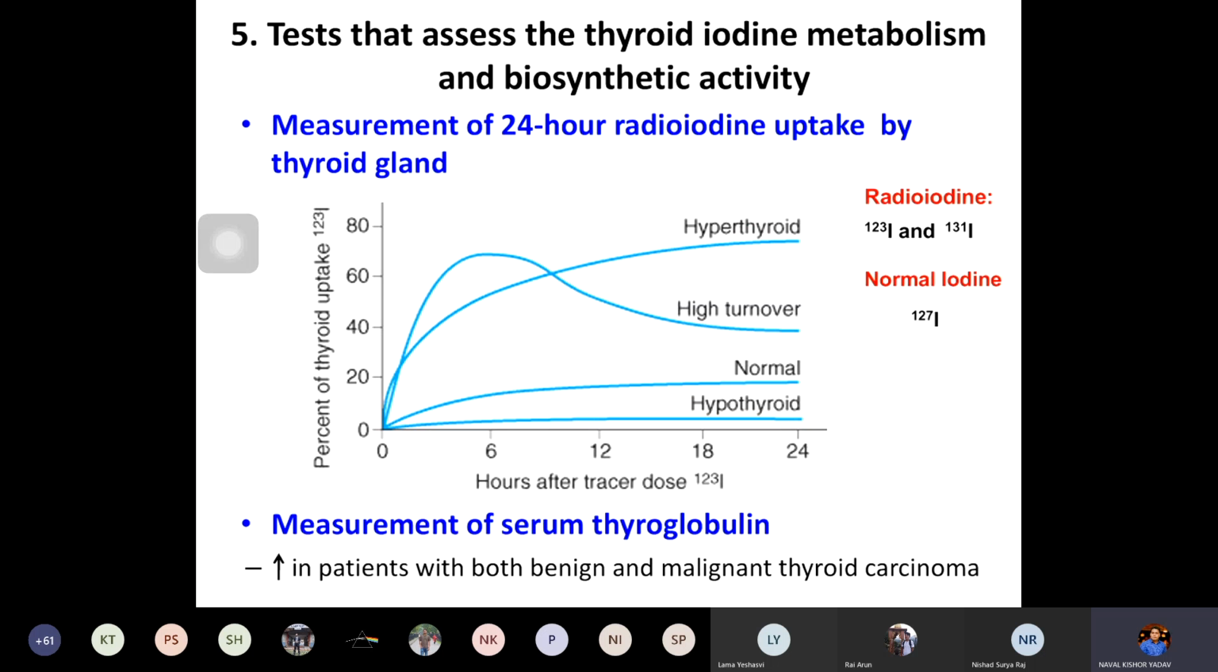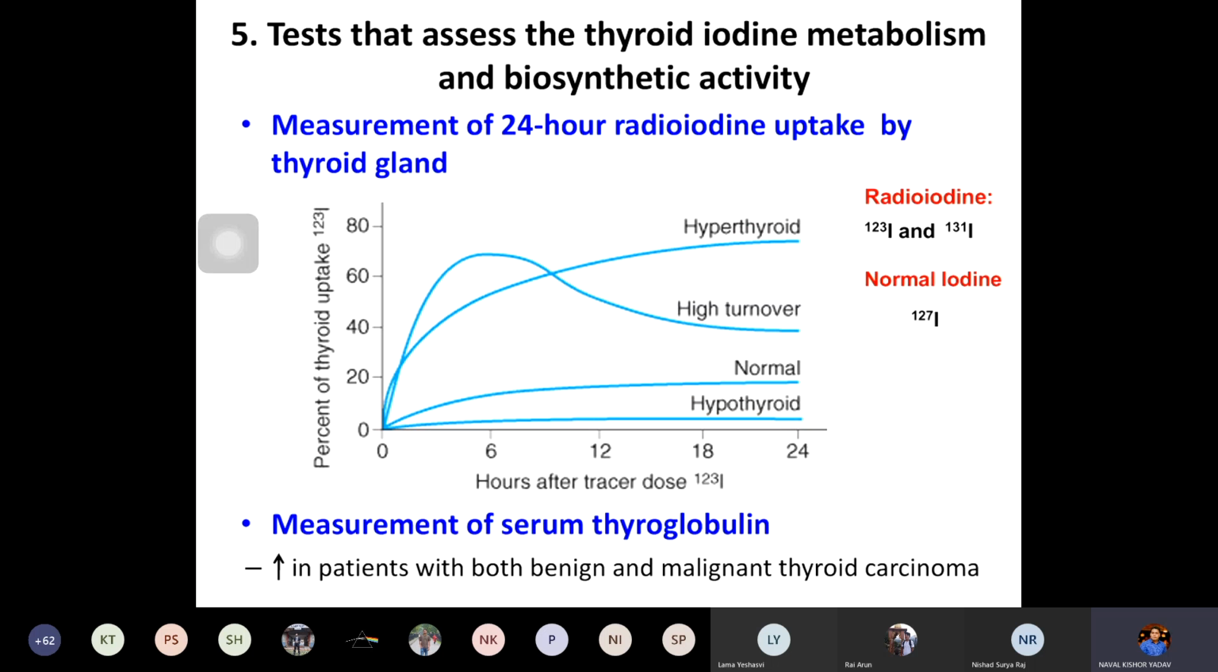Anti-TPO is done if they are suspecting autoimmune diseases related to these thyroid disorders, so they will go for the detection of the autoantibodies, that is the anti-TPO. Rather than radioactive iodine uptake and thyroglobulin, they will mainly be performing these four: free T3, free T4, TSH, and anti-TPO.